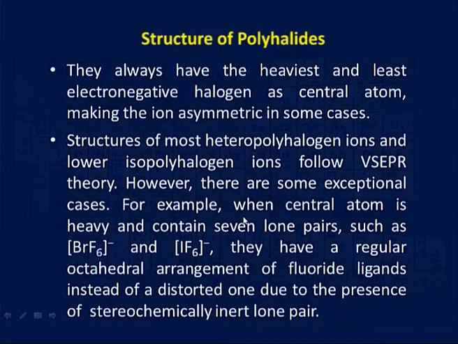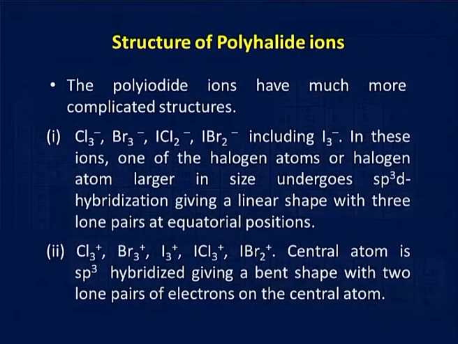Polyhalides always have the heaviest and least electronegative halogen as the central atom, making the ion asymmetric in some cases. The structure of most heteropolyhalogen ions and lower isopolyhalogen ions follows valence shell electron pair repulsion theory. However, there are some exceptional cases also. For example, when the central atom is heavy and contains 7 lone pairs, such as bromine hexafluoride anion and iodine hexafluoride anion, they have a regular octahedral arrangement of fluoride ligands instead of the expected distorted one, due to the presence of a stereochemically inert lone pair.